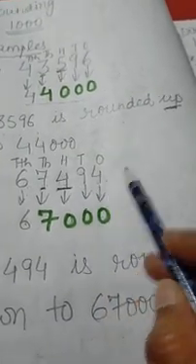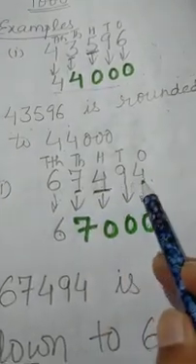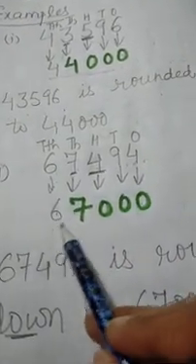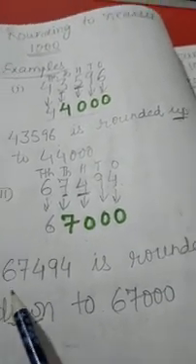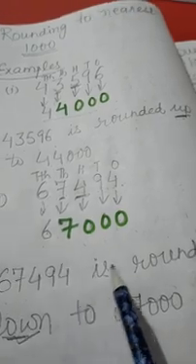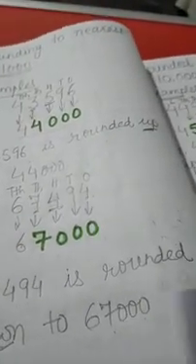Now 67,494 is rounded down. We will use the word down. Why? Because 67,494 was there and it has become 67,000. That's why we will use the word down. 67,494 is rounded down to 67,000.